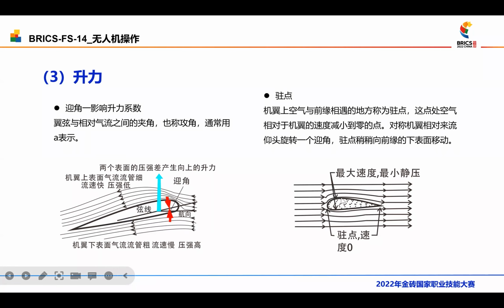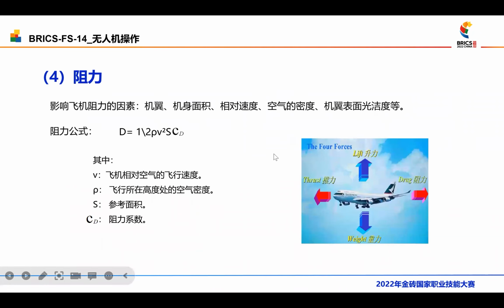The other is the stationary point. The point where the air on the wing meets the leading edge is called the stationary point, where the air velocity relative to the wing decreases to zero. When the symmetric wing rotates an angle of attack against the oncoming flow, the stationary point moves slightly towards the lower surface of the leading edge.